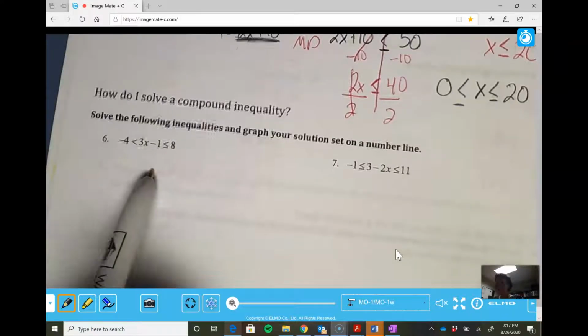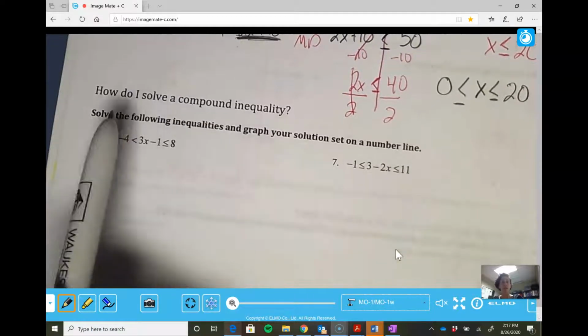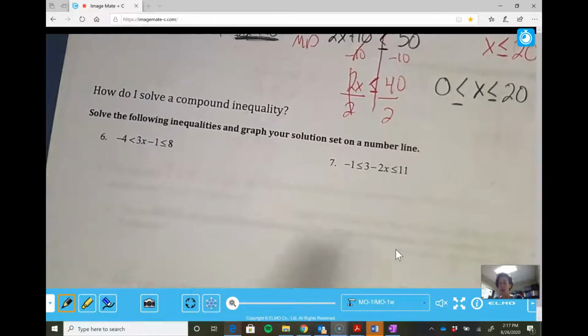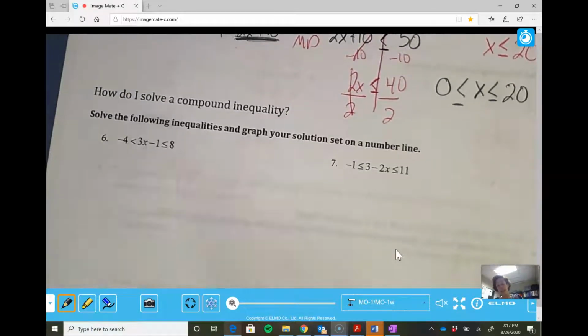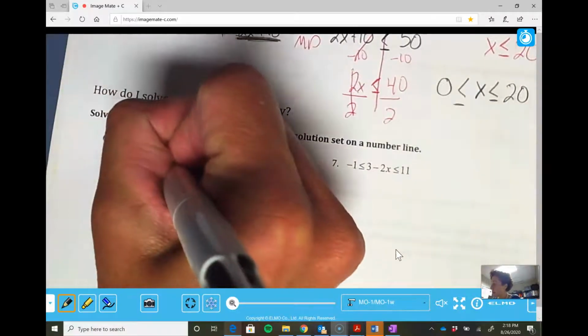So what I want to do is talk about these two situations, all right? Solve the following inequalities, and we're going to graph your solution set on a number line. Because I have two inequalities, I am going to have two answers. And the way you're going to have to look at this is with two problems. So I would recommend for the beginning, you look at this as two problems.